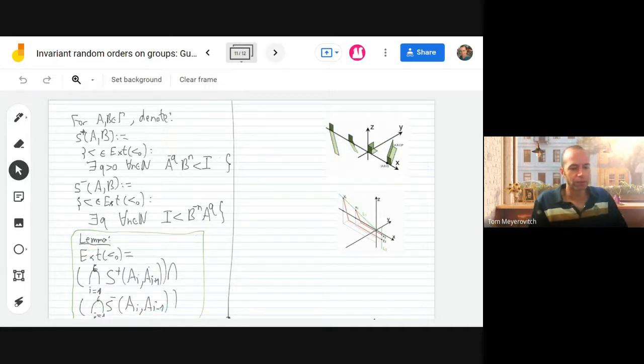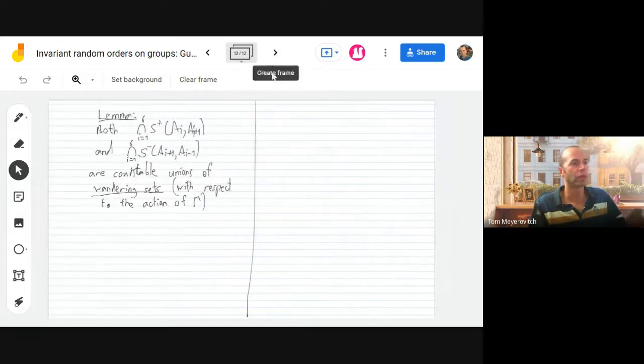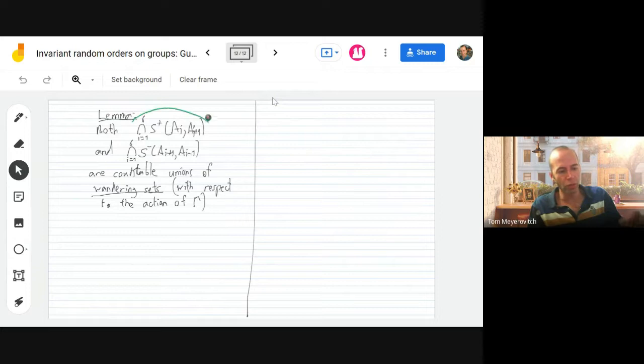But, and this is the punchline, these intersections, although not empty, are small enough that they cannot support invariant probability measures. And how do you express this precisely? They are countable unions of wandering sets with respect to the action of gamma. So what is a wandering set? I will explain, and I will conclude with that, more or less.